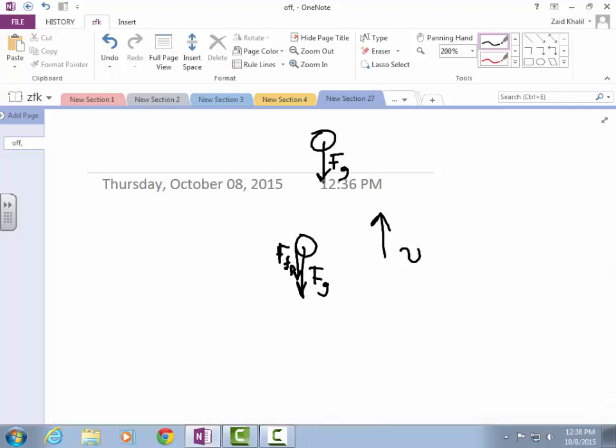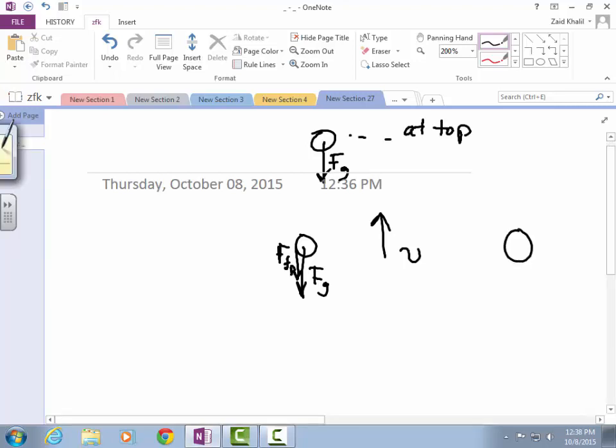When it moves down, what happens? So this is at the top. When it's on its way down, what's the net force, or what are the forces on it? Gravity. Where's gravity acting? Down. What else? Air resistance, which is acting up. Does that address your question? What was your question?